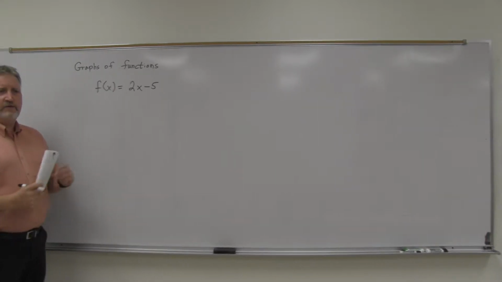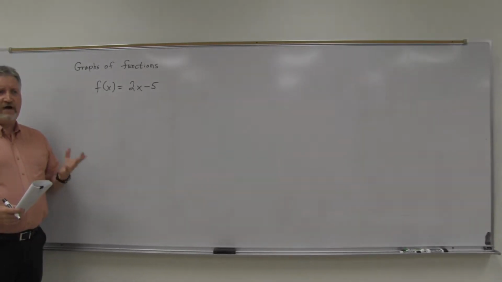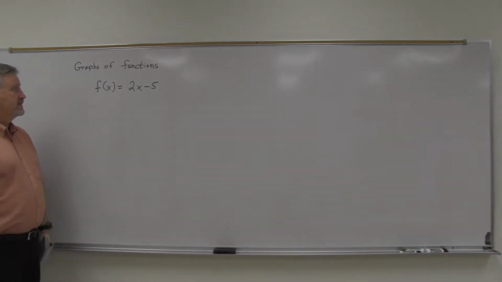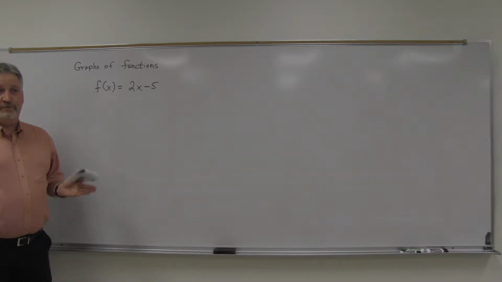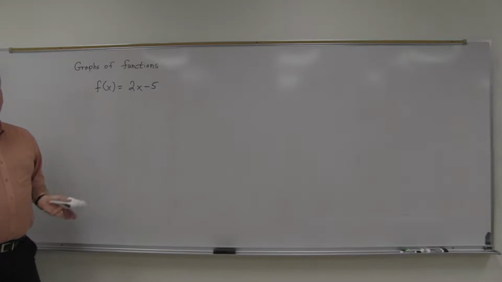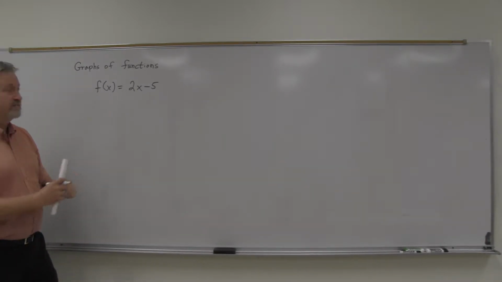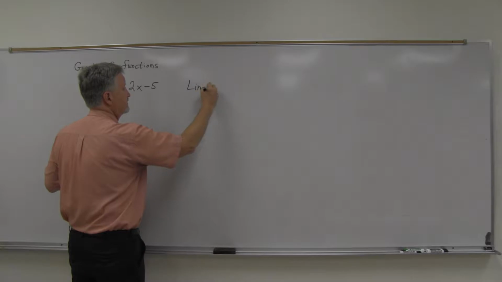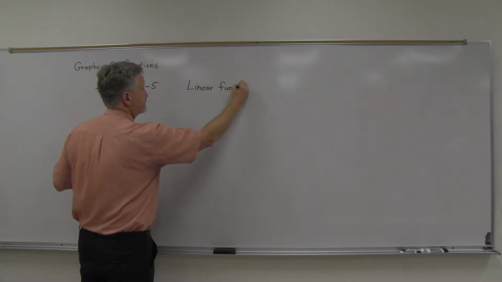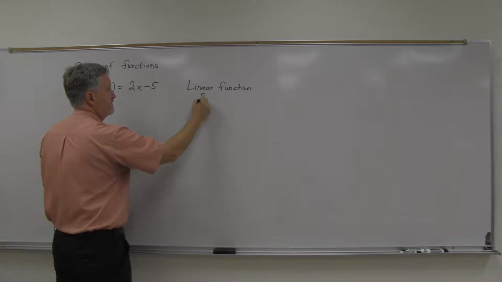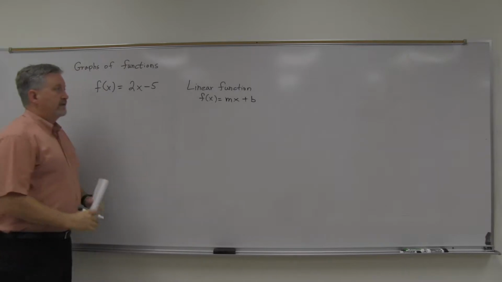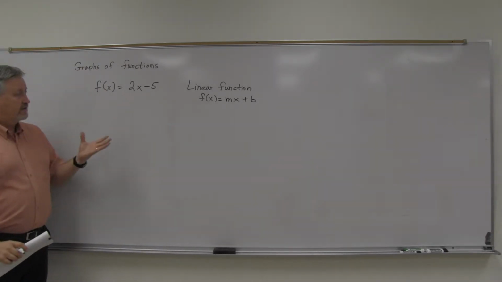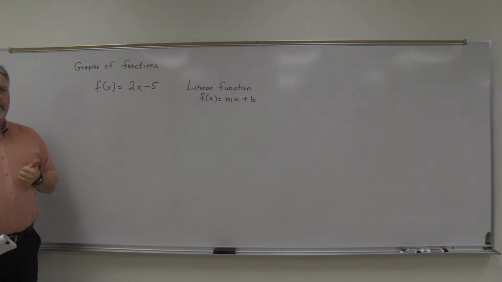What do we know about y equals 2x minus 5? What type of graph is that? What form is that? It's a line, slope-intercept form of a line. This is now just in function form, so we'll call it a linear function, because it's in the form f of x equals mx plus b. If it's in this form, we can read the slope of that line, and we can read the b, which is the y-intercept of that line.